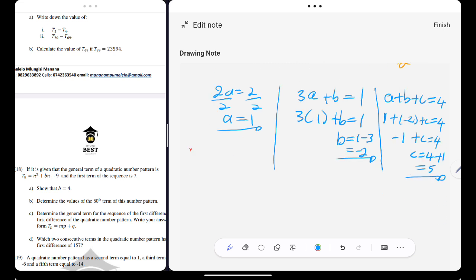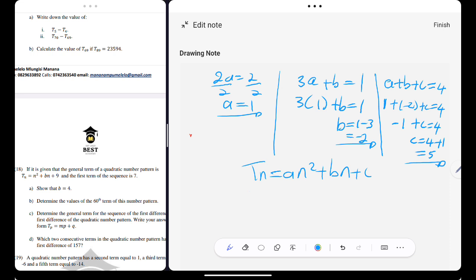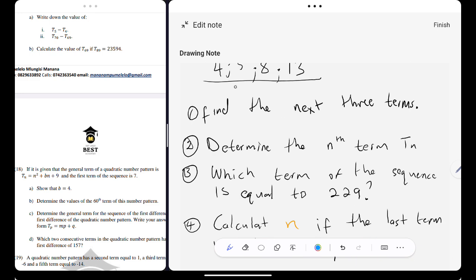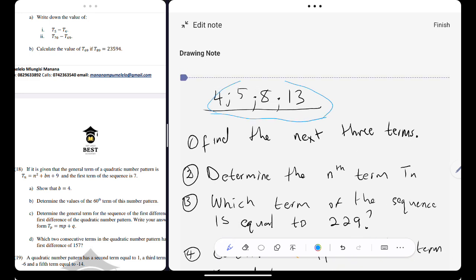Therefore now I know my Tn. Since my Tn is given by an squared plus bn plus c, I can simply substitute these numerical values. Tn is equal to, whenever I see a, I must put 1. I don't need to write 1. Whenever I see b, I must put a negative 2. Whenever I see c, I must put a 5 there. So this is my nth term. This equation is the one that generates all the terms of this specific quadratic number pattern. Are you together?